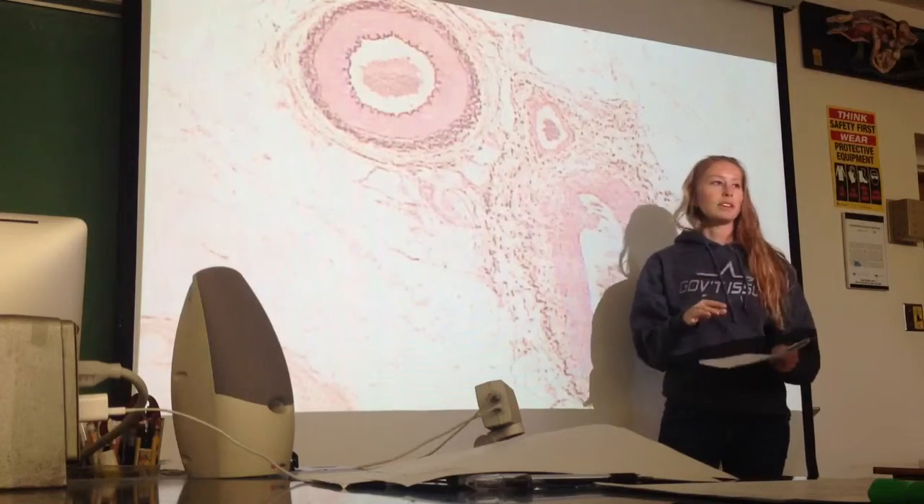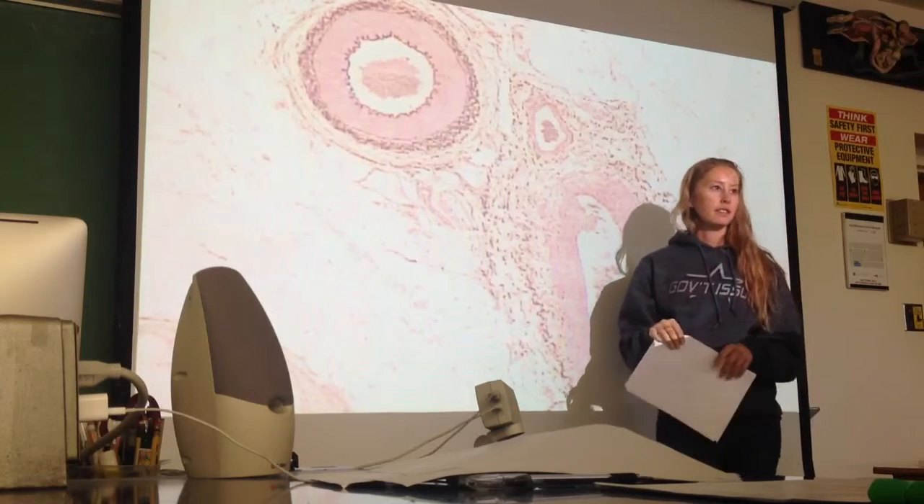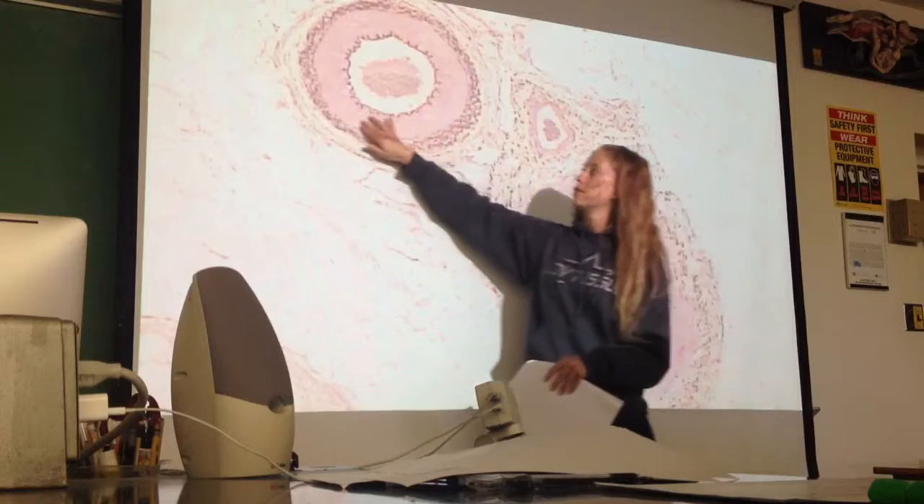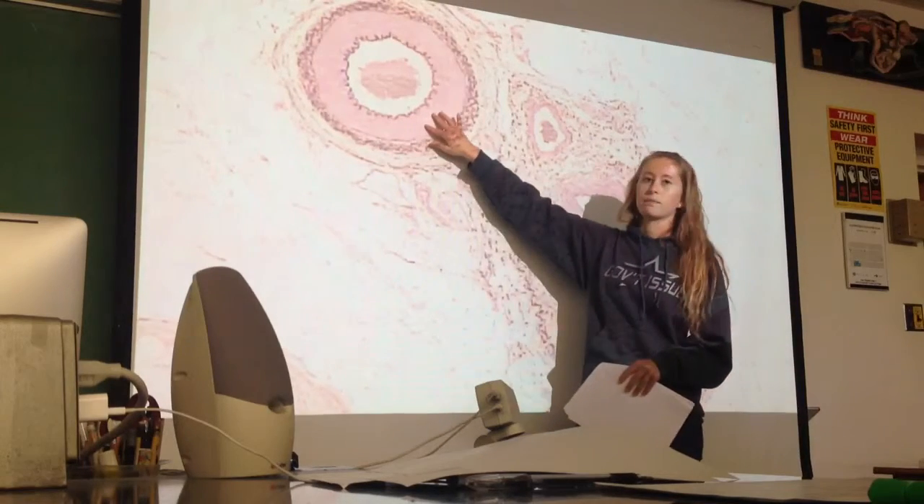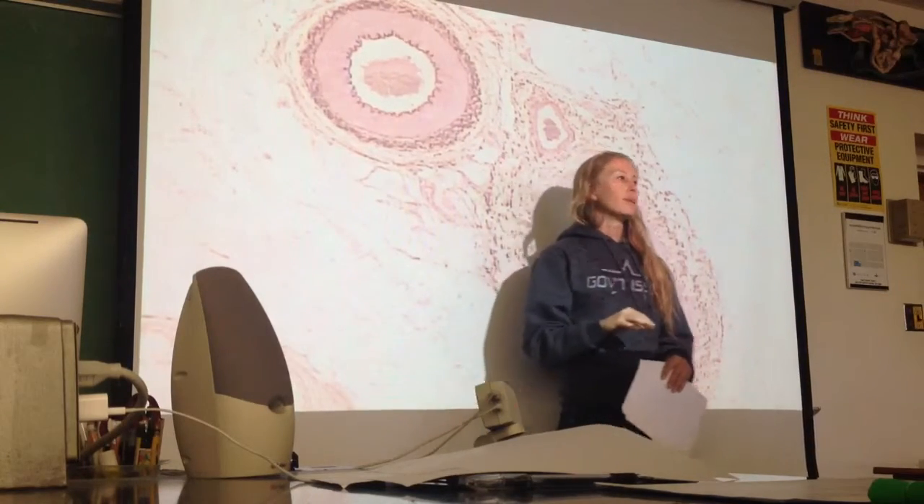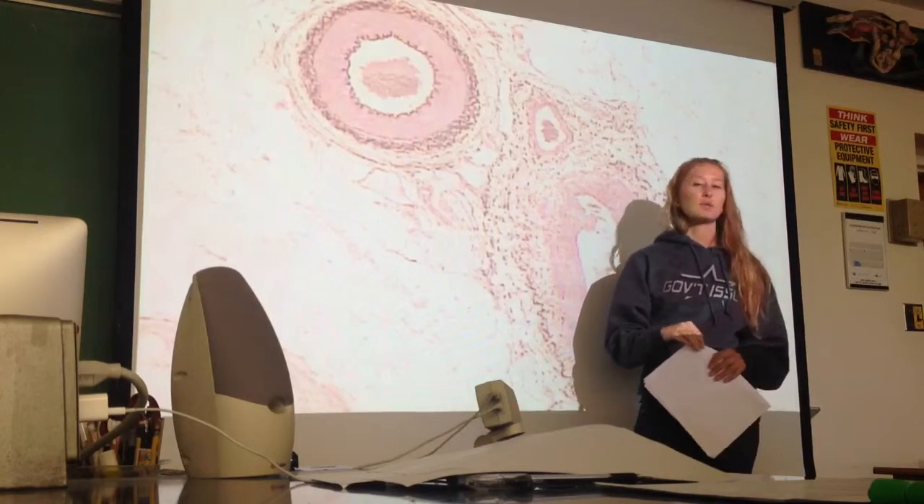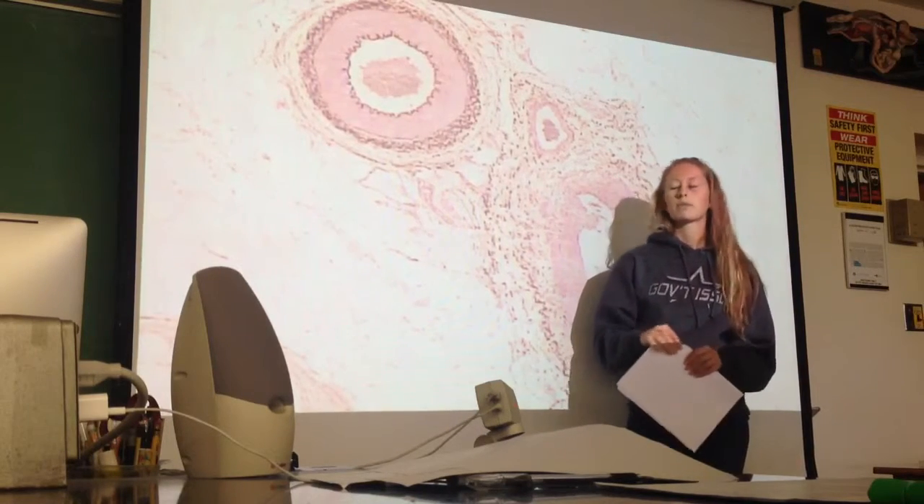Then we have the tunica media, which is this middle section. Who wants to guess what makes that up? This section here. It's a muscle. Smooth muscle, right? So we have smooth muscle. Good.